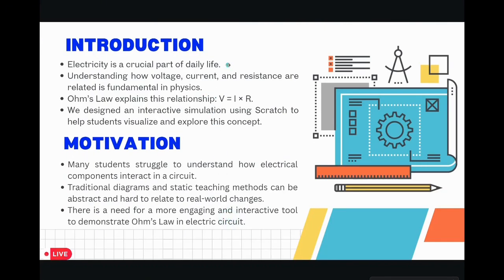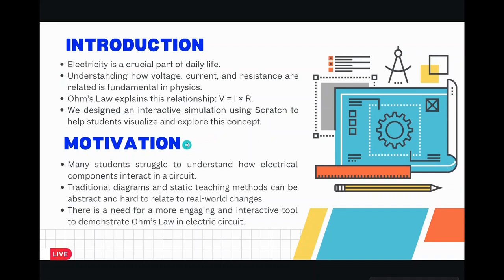Crucial parts of our daily life. Understanding how voltage, current, and also resistance are related is fundamental in physics. As we know, Ohm's law states that voltage equals current times resistance. I designed an interactive simulation using Scratch to help students visualize and explore this concept.